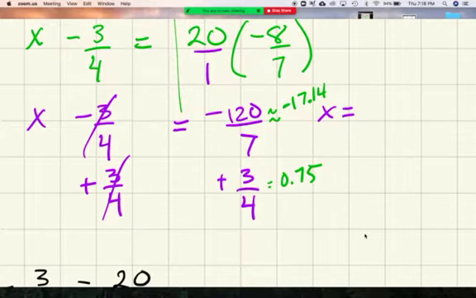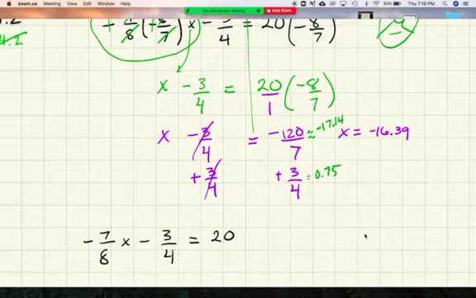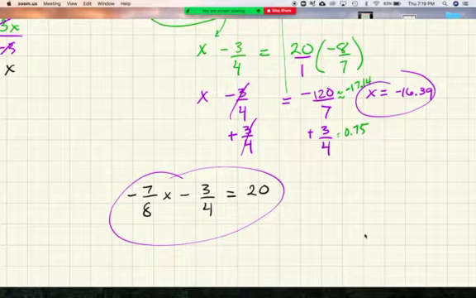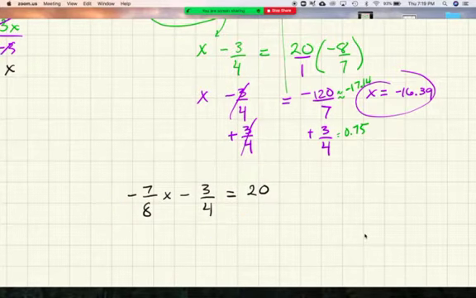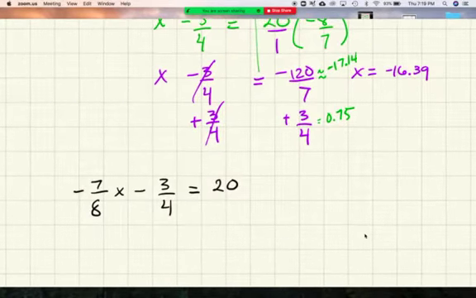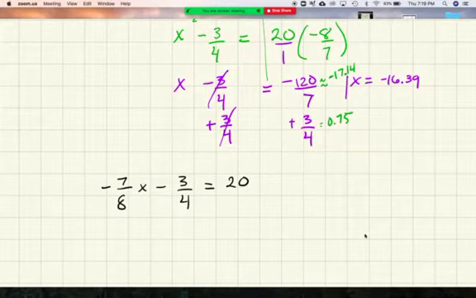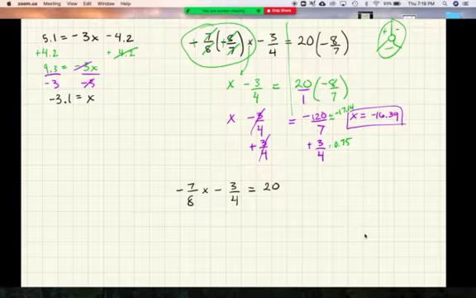17.14 and push the negative button, and then add plus 0.75. That would give me negative 16.39. And really, I just need to know an answer for that, because I can do another one and then divide it out in my calculator and see if it's the same thing or not. Does that make sense so far? Yeah. So that's the answer to that one.